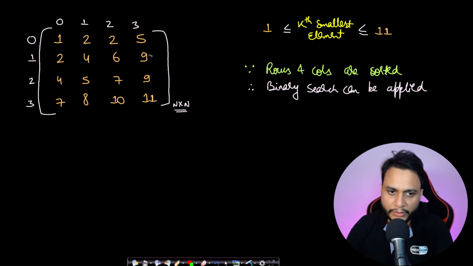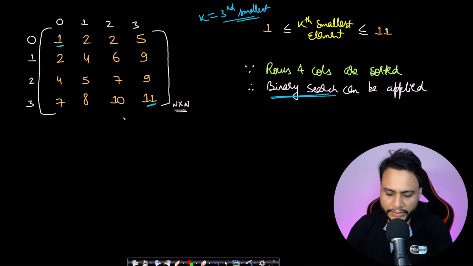Since we already know that all the rows and columns are sorted, we also know that our answer will be in the range of 1 to 11. On a sorted array or on a sorted matrix, we can always apply binary search. So let's see how we can apply binary search in order to find the kth smallest element. Let's say that our k value is equal to 3. So we want to find the third smallest element.